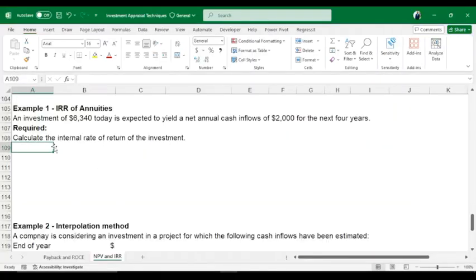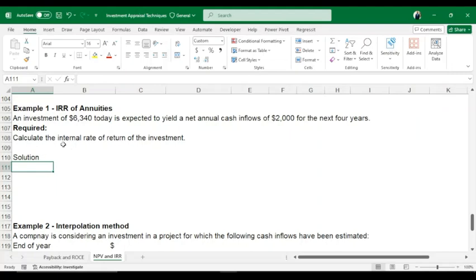So here we are in Excel. This is an example on IRR of annuities. An investment of $6,340 today is expected to yield net annual cash inflows of $2,000 for the next 4 years. So we are to calculate the internal rate of return of the investment. All right. So let's have the solution here.